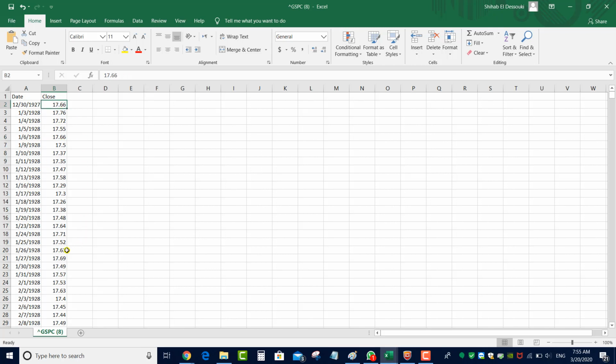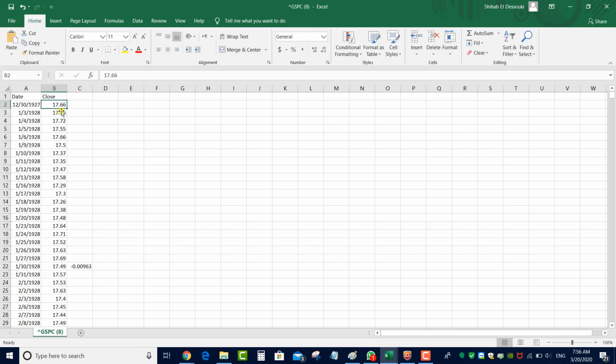So here's what I'm going to do now. I'm going to compare price on day one versus 30 days later since 1927. I'm going to take this value here divided by the value 30 days ago. Then I'm going to subtract 1 from it. Basically, I just want to see by how much the price moved 30 days later.